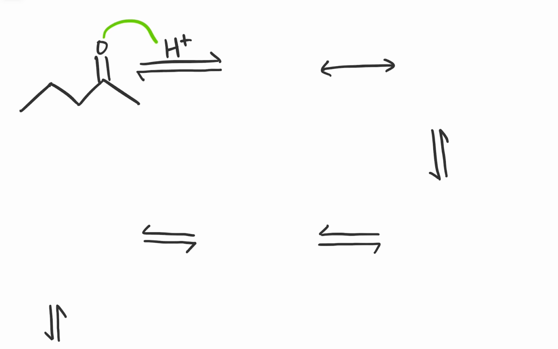So jumping right into that mechanism, we are going to add H+ to our ketone, which is going to protonate our oxygen, giving it a positive charge. Now, through resonance, we are able to take some of those electrons forming our carbon-oxygen double bond and push them up onto oxygen, leaving us with an alcohol group and a carbocation.